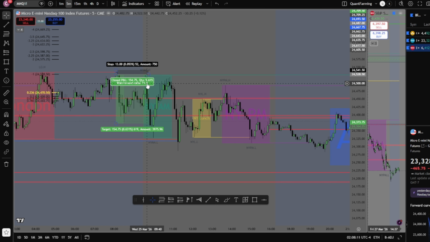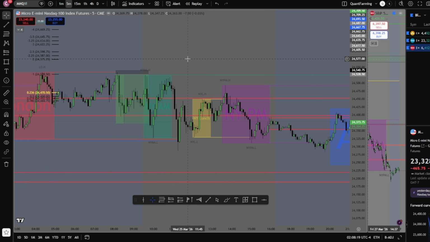I always take my trades with a 12.5 point stop. On one mini, I'm risking $250, or on two minis, I'm risking $500. Now, this right here to me is an A plus setup.